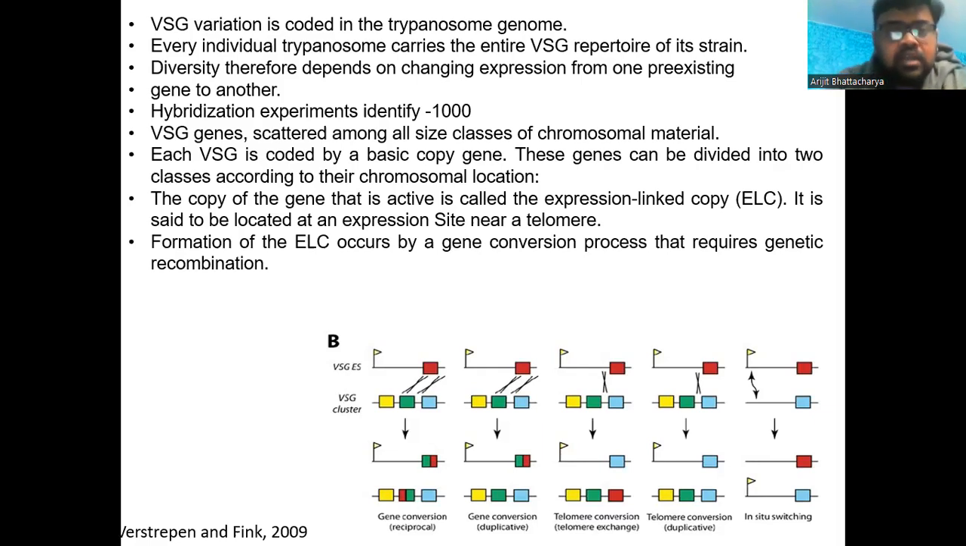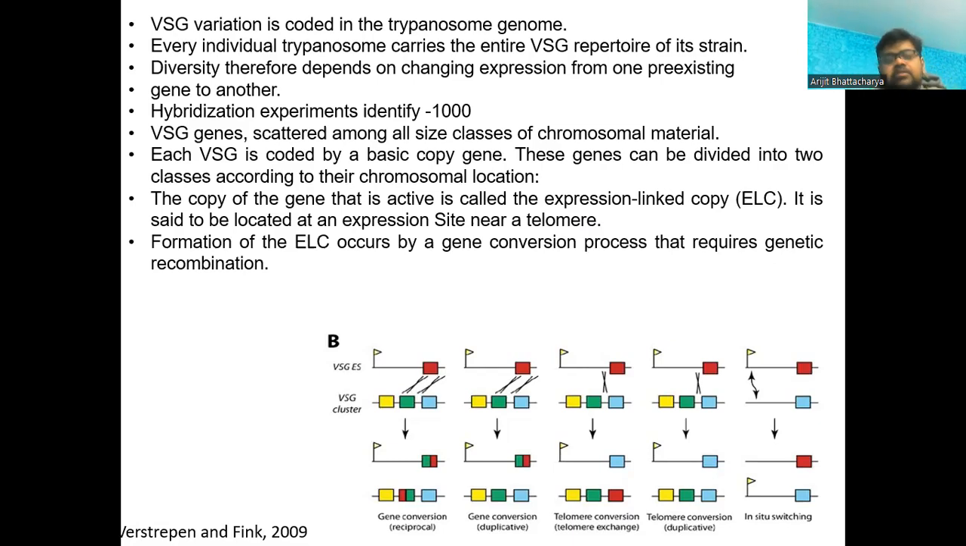Now, VSG is encoded by several genes in the genome, and individual trypanosomes can harbor different sets of variable surface glycoproteins. But the expression would be of only one copy of those. So far, we have identified thousands of such VSGs, and the VSG genes have been found to be scattered among the chromosomal material of the parasite, so there can be multiple VSG genes located in multiple locations on a chromosome. But the VSG that is expressed is called the expression-linked copy. It is near a transcriptional start site, and only a copy linked to a specific transcriptional start site would be expressed.